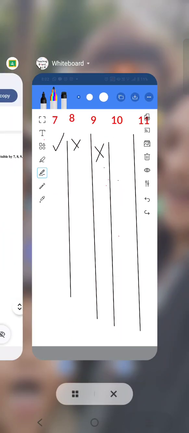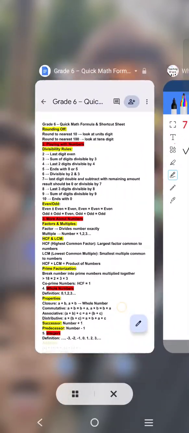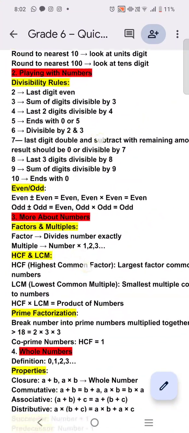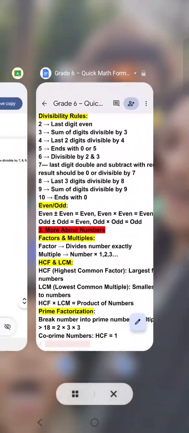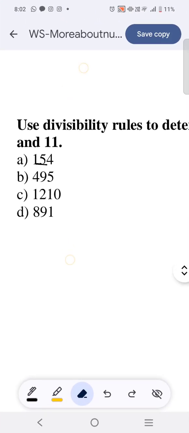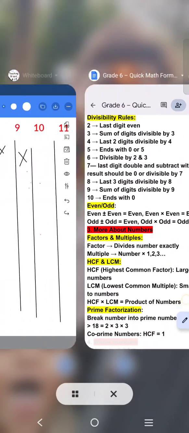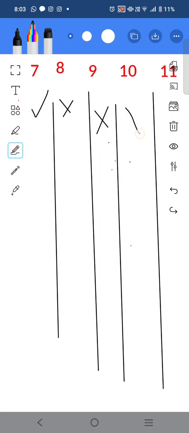Okay, now let's see if 154 is divisible by 10, and the divisibility rule of 10 is it should just end with 0. That's it. Now does 154 end with 0? Do you think 154 ends with 0? No, because it ends with 4, of course. So it's not divisible by 10 as well.